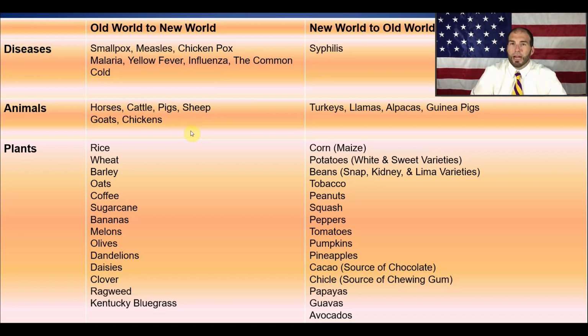Animals. These are animals that never existed there. So Native Americans had never seen horses, cattle, pigs, sheep, goats, or chickens. Had never seen those, much less eaten them. And then Europe had never seen turkeys, llamas, alpacas, and guinea pigs. There are just so many crazy things that exist.